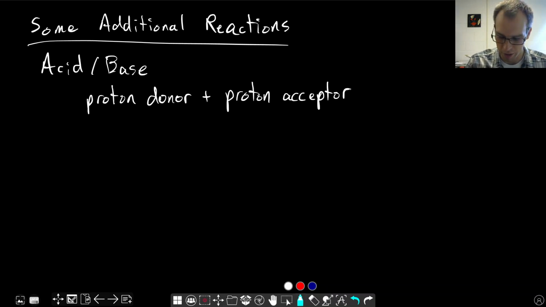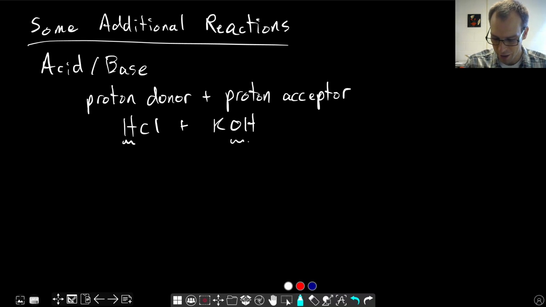We looked at examples like HCl plus KOH, right? Where we have our proton being donated by our strong acid, hydrochloric acid, and then our strong base has hydroxide, which is a good proton acceptor, and those will react with each other. And then we have just talked about precipitation reactions.